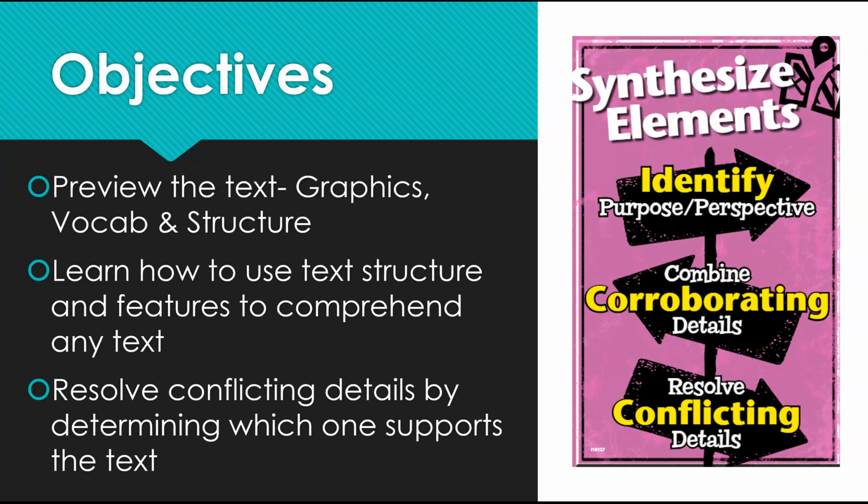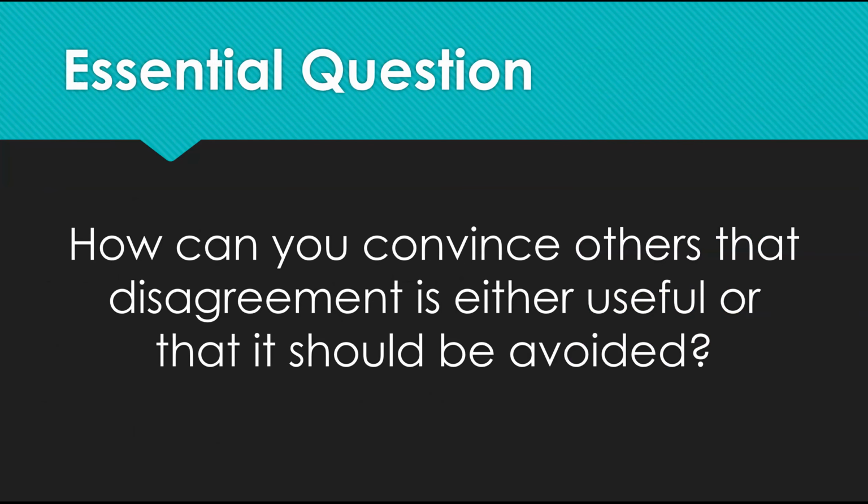Our last text, we worked on identifying the author's purpose and perspective. This text, we're going to be focusing on that second one there, combining and corroborating different ideas. So we're going to be looking at how the ideas in a piece work together. So remember, for this unit, our essential question was, how can you convince others that disagreement is either useful or that it should be avoided?